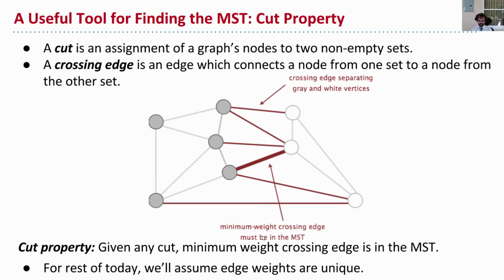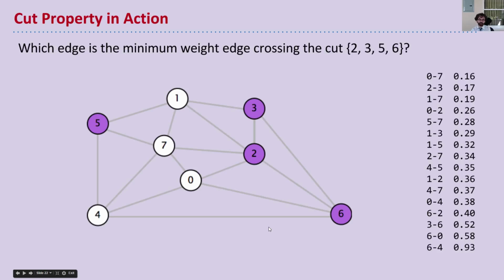And here's a surprising but true fact, which is that given any cut you could imagine, the minimum weight crossing edge between those sets is in the minimum spanning tree for the entire graph. So here, if my weights are proportional to the lengths of the lines, this line is the shortest, so it's in the minimum spanning tree, even though all I did was randomly make up some cut and then check all the edges between them. For the rest of the day, we're going to assume the edge weights are unique because it'll make the argument simpler. So let's first discuss why the cut property is true.